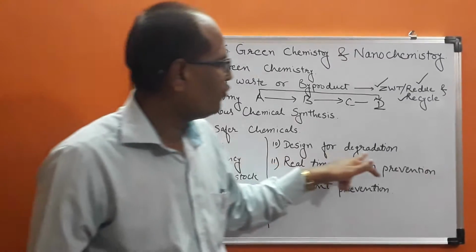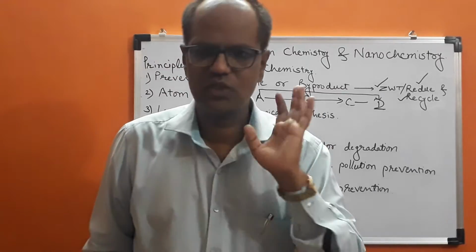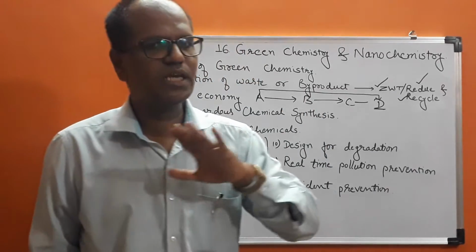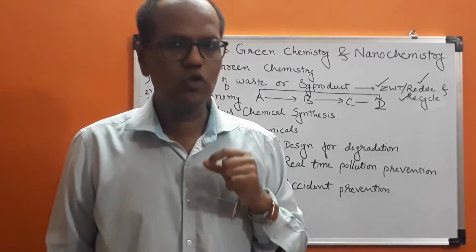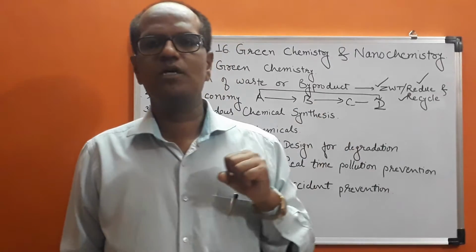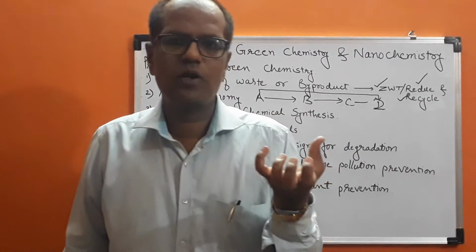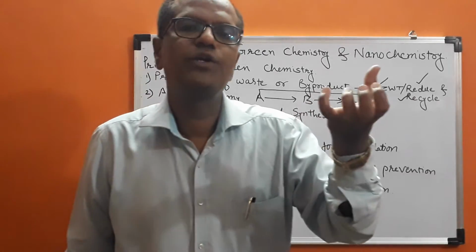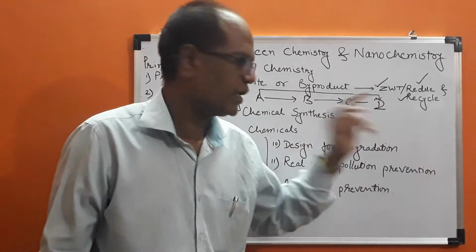Next, design for degradation. In simple words, for example, plastics. Plastic cannot be degraded. Most of the plastics cannot be degraded. So, as far as possible, design the chemical reaction in such a way that you get a chemical product which can undergo degradation with the help of nature. That is known as design for degradation.